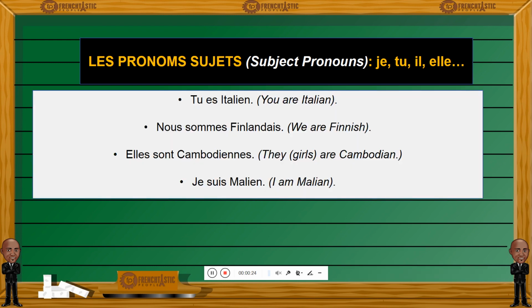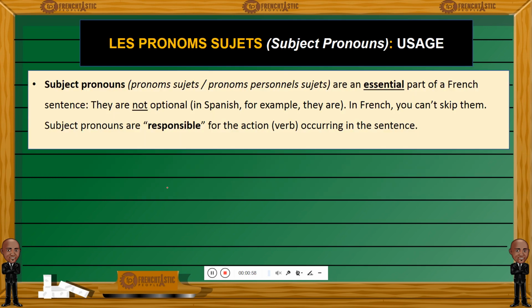Let's take a look. Tu es italien. Nous sommes finlandais. Elles sont cambodiennes. Je suis malien. Each one of these sentences contains a subject pronoun. Tu in the first one, nous in the second sentence, elle in the third sentence, and je in the last sentence. So what is a subject pronoun and what does it do?